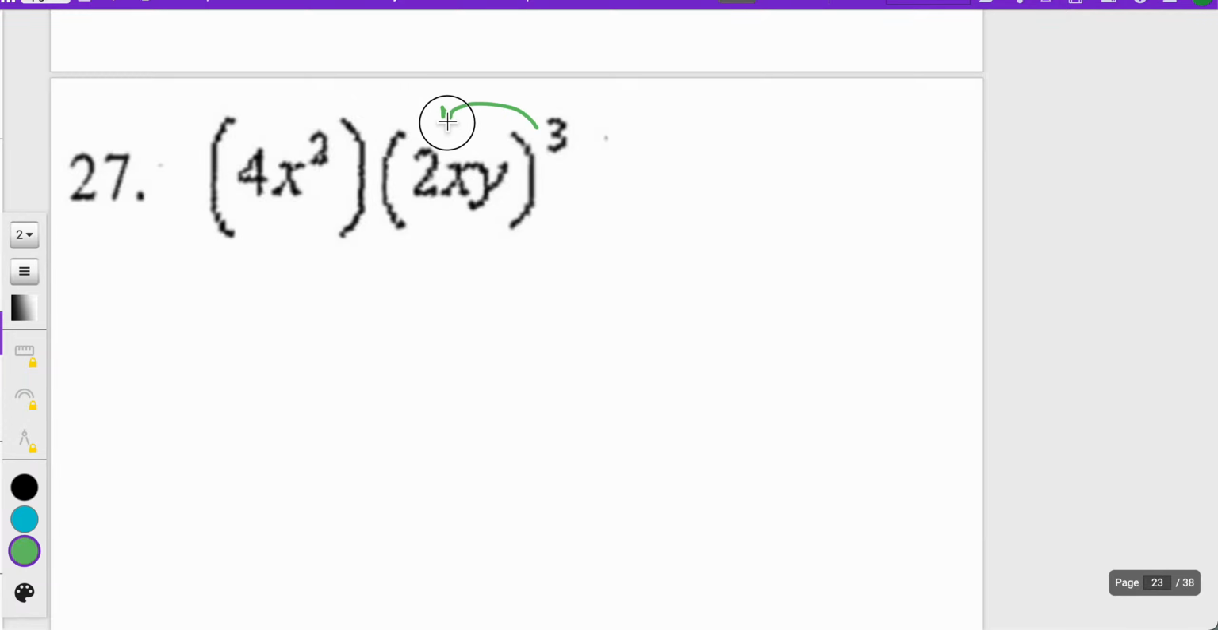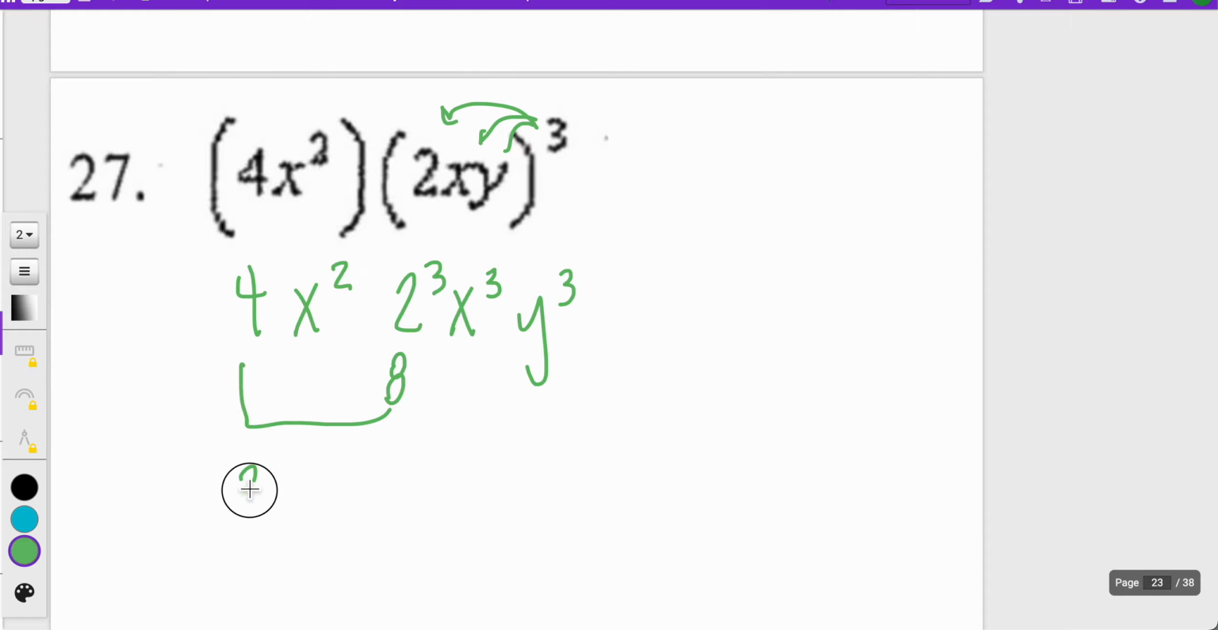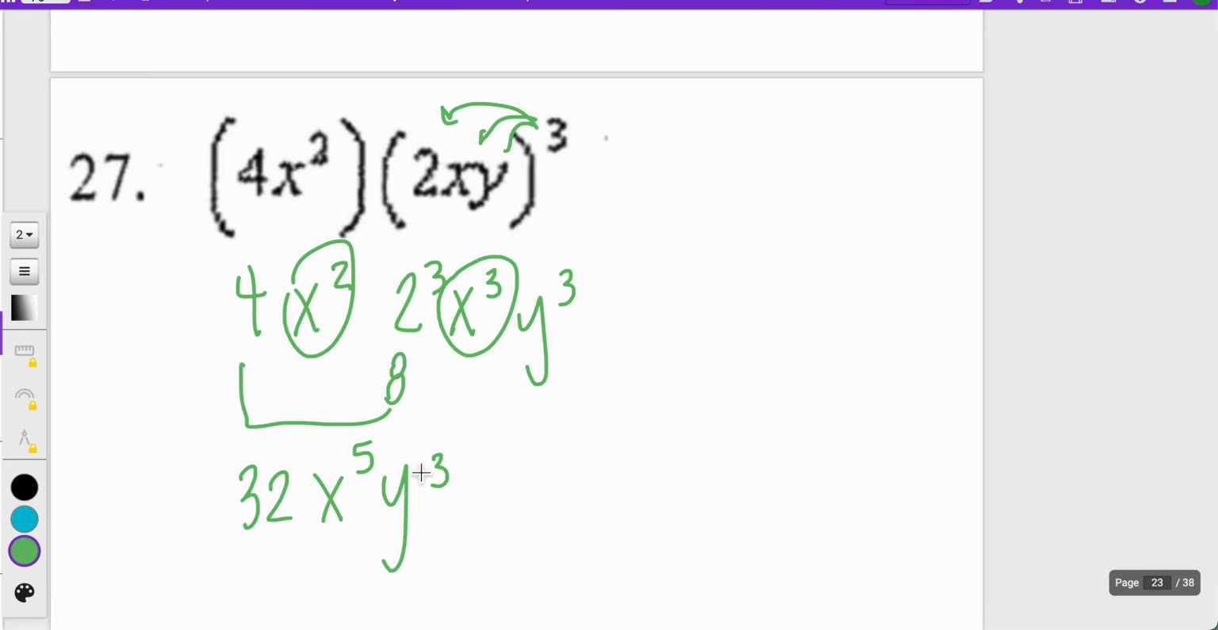Again, distribute anything with parentheses first. 2 to the 3rd, x to the 3rd, y to the 3rd, times 4x to the 2nd. 2 to the 3rd is 8, and 8 times 4 is 32. My x's can be made into x to the 5th, and y to the 3rd is all by itself.